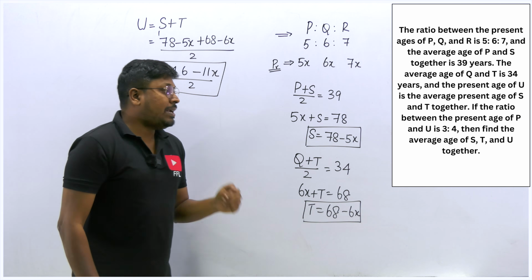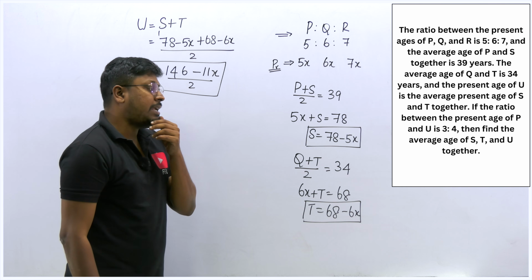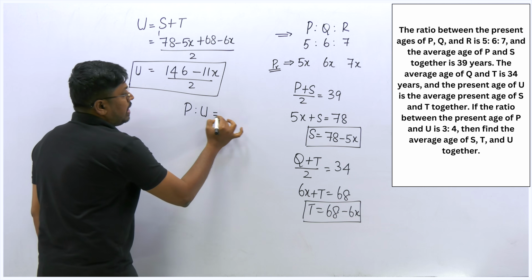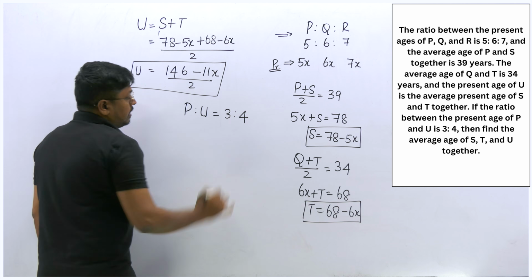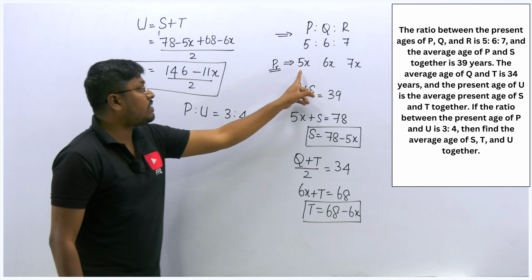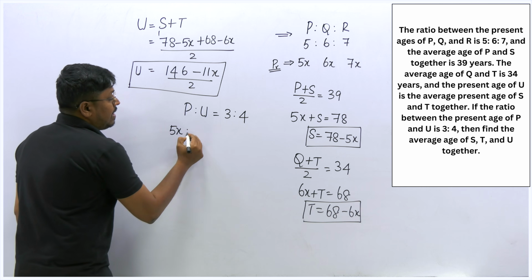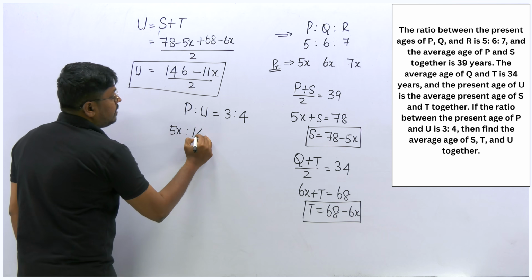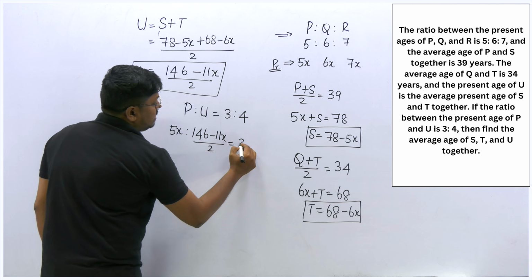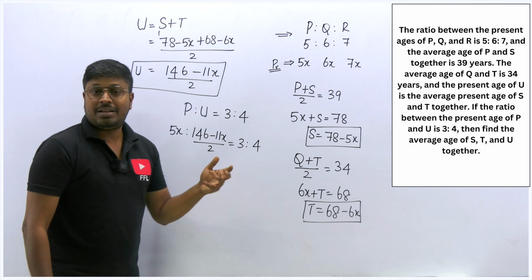Now what is the next point they have given us? The ratio between the present age of P and U is 3:4. So P and U is 3:4. Now I think we know all the values, because we know the present age of P is 5x. So instead of P we can substitute 5x, and instead of U we already got 146 minus 11x divided by 2, equals 3:4. We can equate this in order to find the value of x.